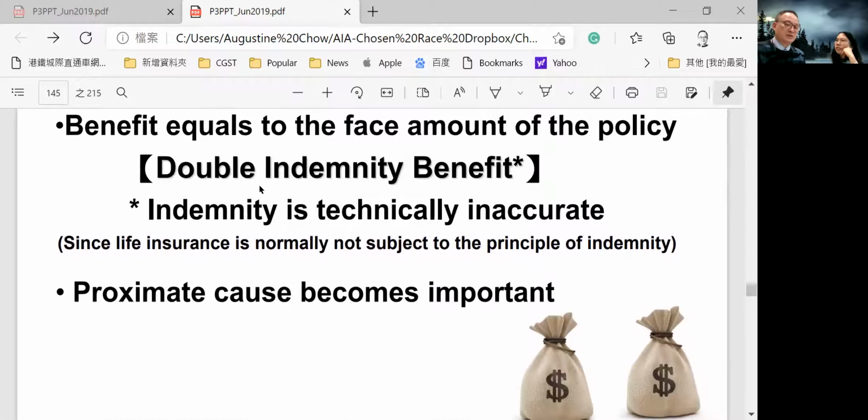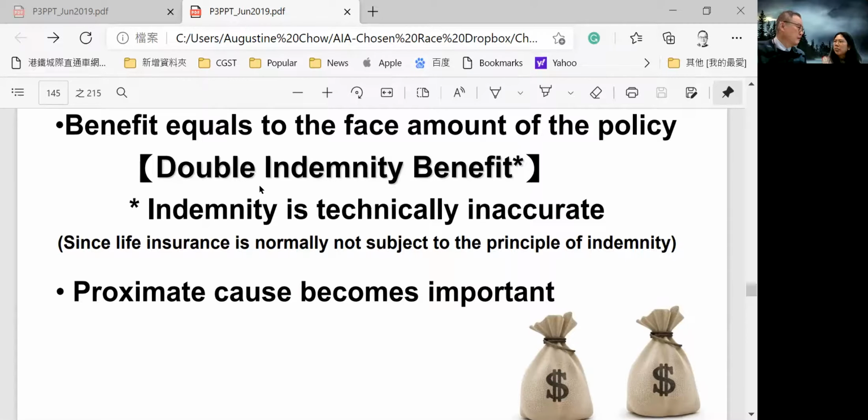Well, some policies pay double indemnity benefits. Like in an accident policy, if you die on public transport, you get double indemnity. You buy an accident policy for $1 million. If you die on an airplane, a plane crash, you get $2 million. Why? Double indemnity benefits are part of the benefit terms of an accident policy.